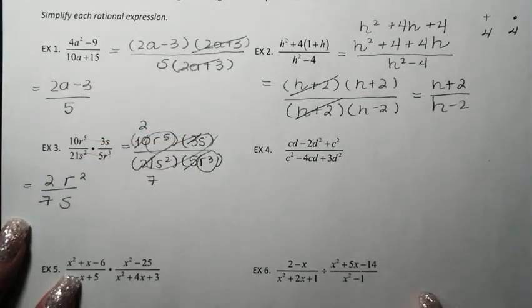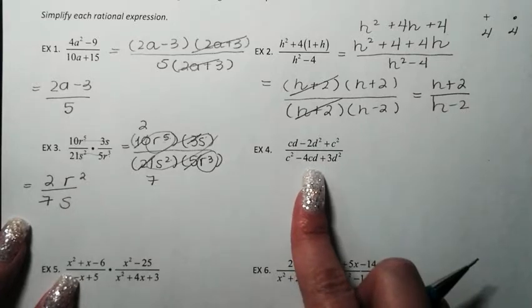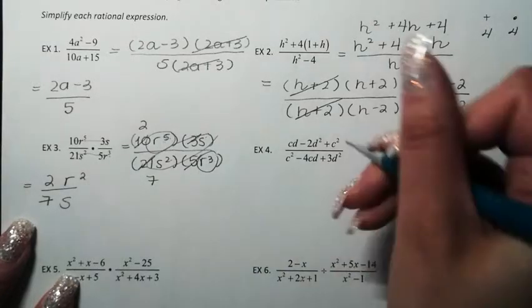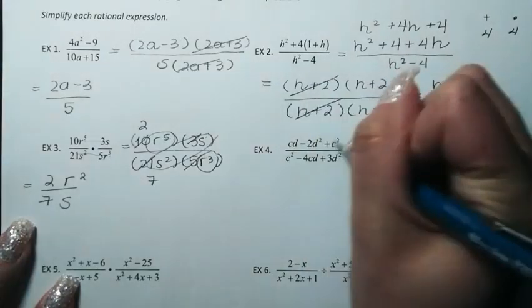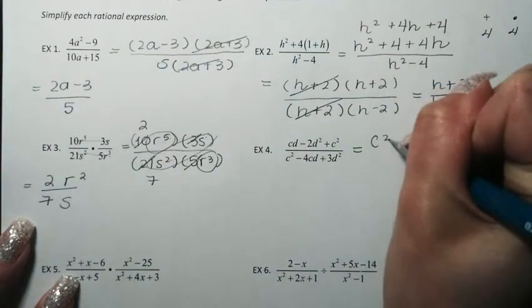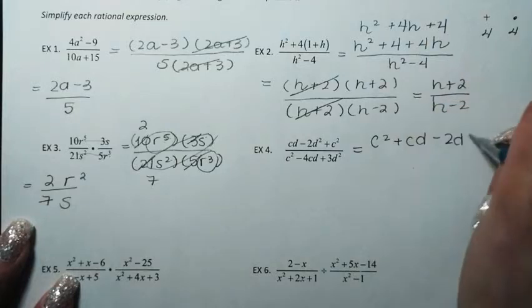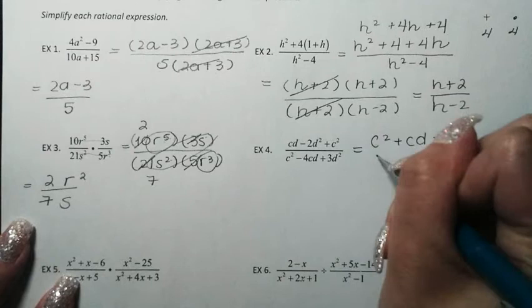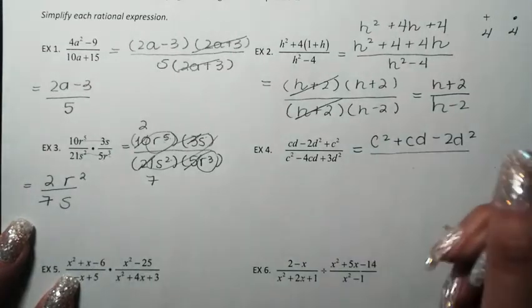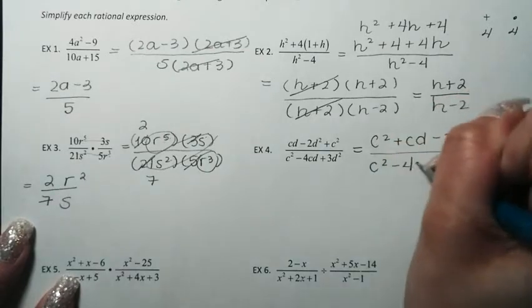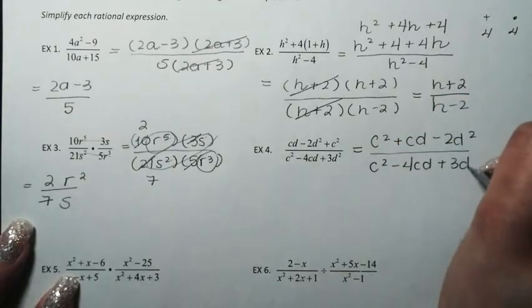Okay, so let's move on to number 4. What do you have for number 4? You have cd minus 2d squared plus c squared. This one I want to rearrange because I want to have the quadratic term at the front, so you can see what's going on there. So I rearrange it like that. Now let's see the denominator. Do I need to rearrange the denominator? Actually I don't. So you have c squared minus 4cd plus 3d squared.